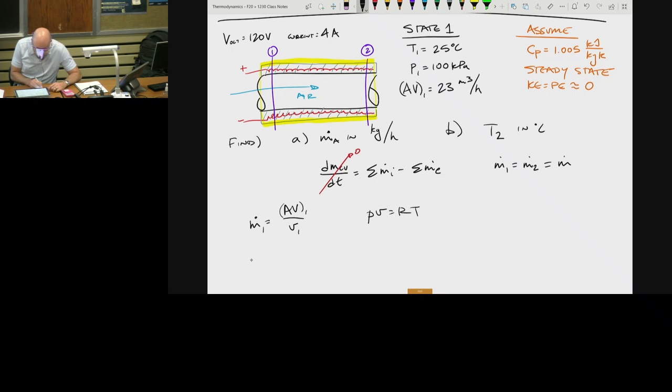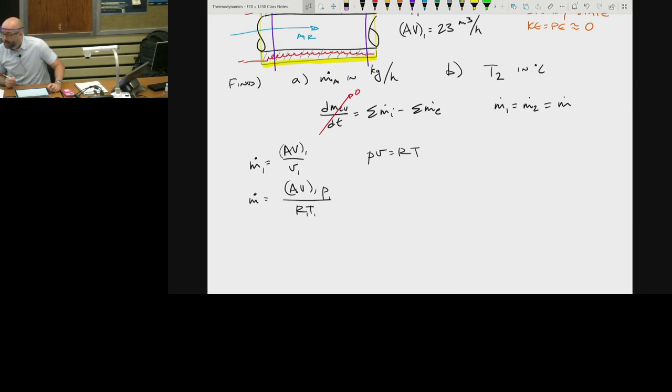Okay, so what we're going to do here, m dot is equal to AV over v1. We're going to solve for specific volume here. It's going to be RT over P, and this is all going to be state 1. We've done this before. This is nothing new. This is what we talked about in the last session, but still we have to work with it because it's going to be a part of a bigger problem.